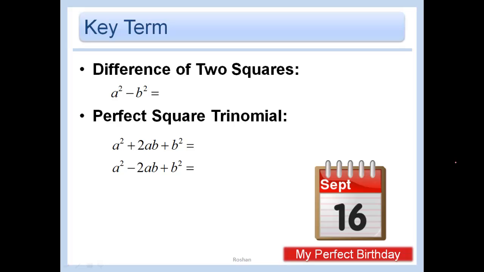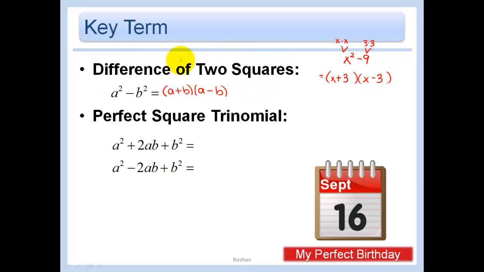Let's just talk about the difference of two squares. If I have something of the form a squared minus b squared, I can factor it into a plus b times a minus b. Let me just explain that a little bit further. Let me start with some numbers. So if I have something like x squared minus 9, well, this is a perfect square, and 9 is a perfect square because it is 3 times 3. So this is x times x, and this is 3 times 3. So that means that I could factor it into x plus 3 and x minus 3.